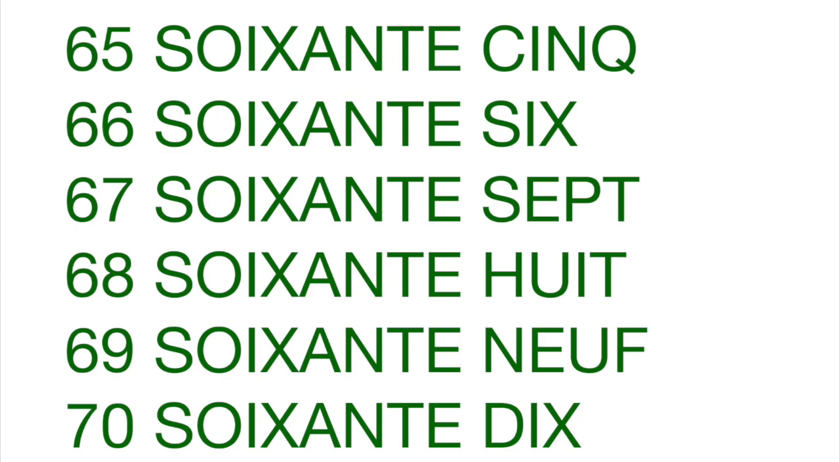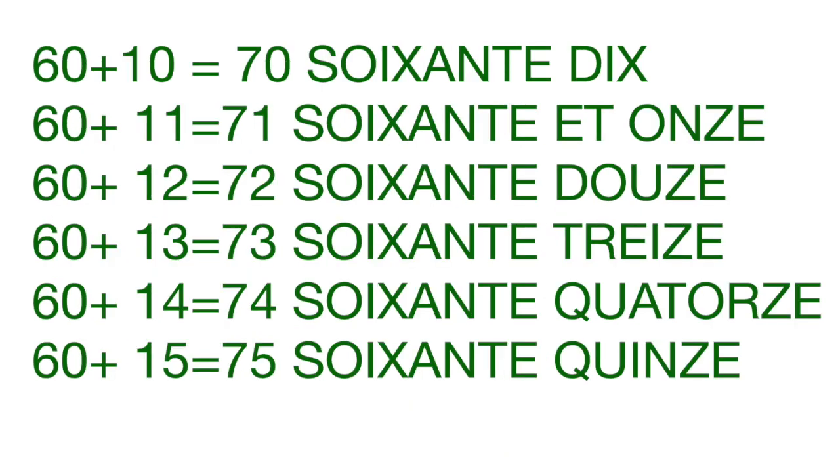70. Here we added in 60 plus 10. 60 is 60 and 10 is this. 60 plus 10 is equal to 70. And we are going to add in 60, 11 to 19, till 71 to 79. Here we start.